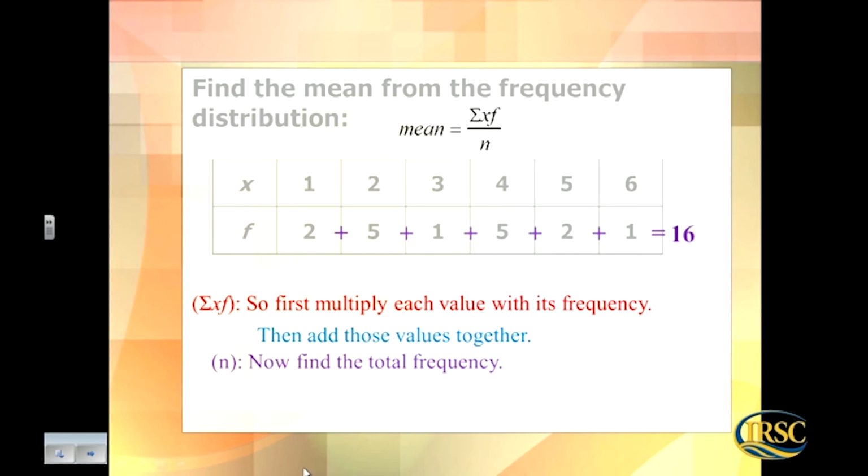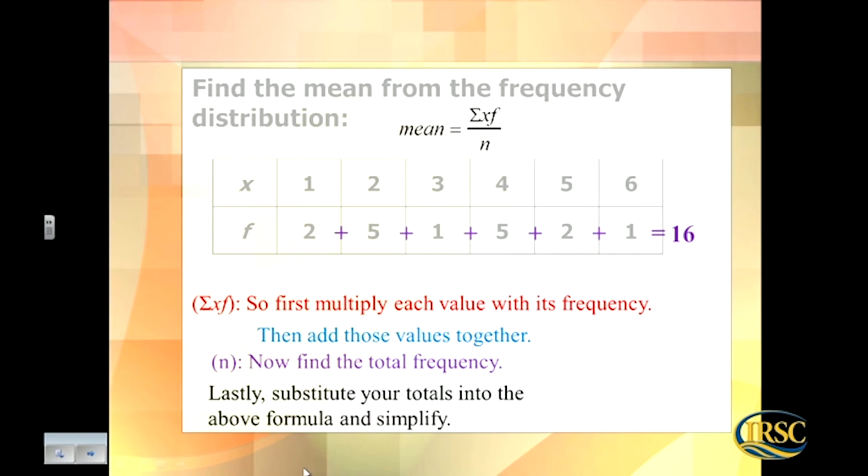Okay, so substitute the 51 and the 16 into your formula and divide. So 51 divided by 16. Okay, I got 3.19, that's rounded. Or is that exact? I don't remember. Okay, so it's 3.1875. So to round it to 2 decimals is 3.19.